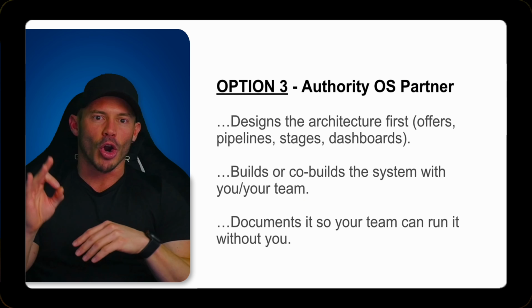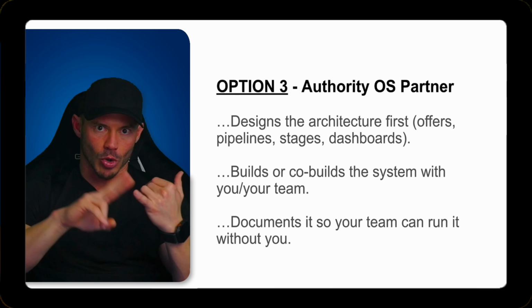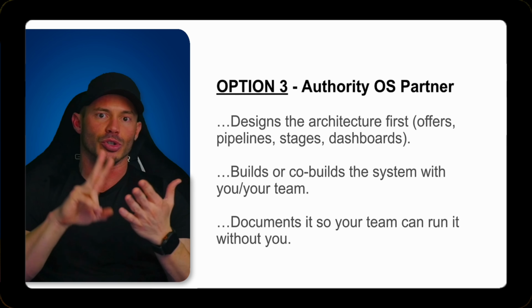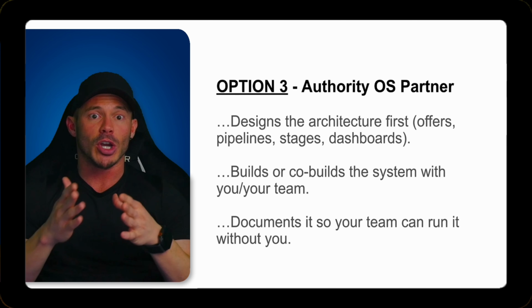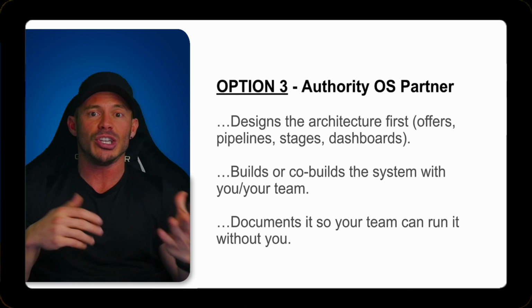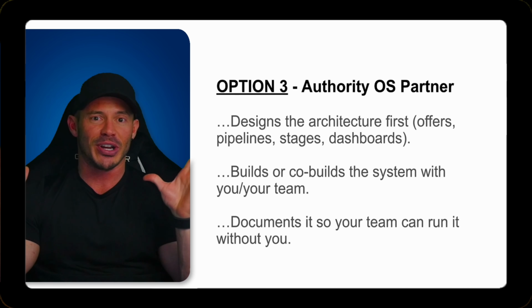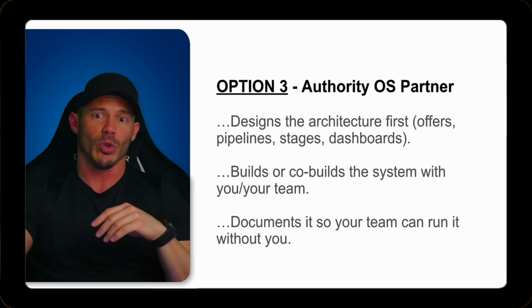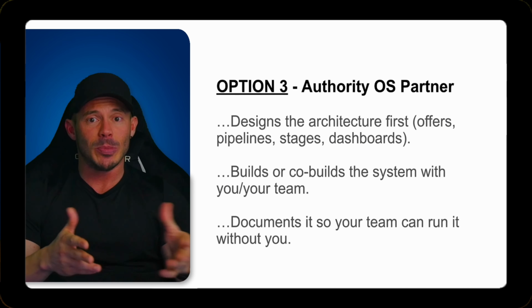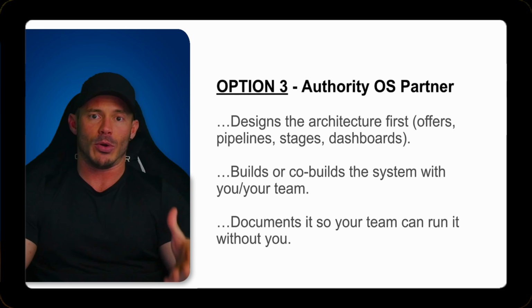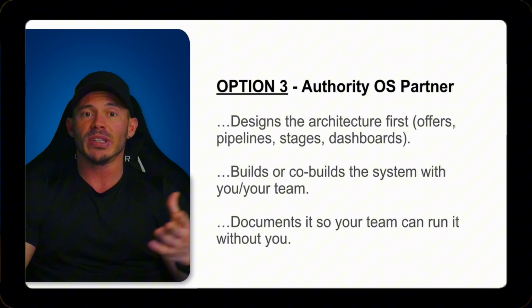Now, here's how an Authority OS partner is different. They design the architecture first, which means your offers, your pipelines, your stages, your dashboards. They build or even co-build the system with you and your team instead of just disappearing off into a cave and then throwing it over the wall. And then they also help document everything so your team can run it without you. Now, let's walk through the pros and the cons.